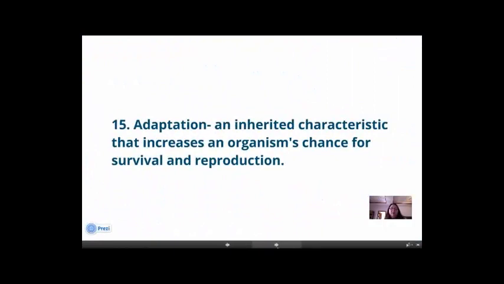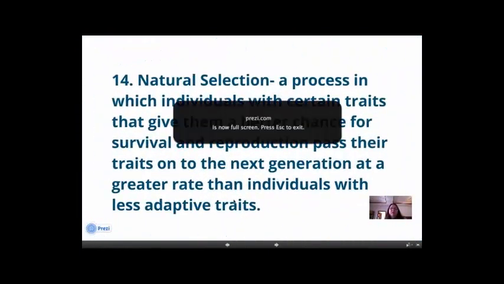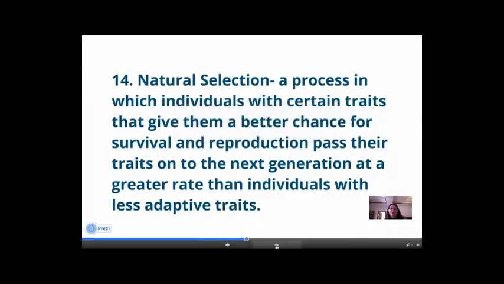Adaptation, again, this is from the evolution unit. An adaptation is an inherited characteristic that increases an organism's chance for survival or reproduction. So in other words, if they have this adaptation, this genetic mutation that is a positive trait or mutation, that will allow for natural selection, which then allows certain groups to be able to reproduce and grow and develop at a better rate than those. We call it survival of the fittest. That's probably what you're most familiar with.